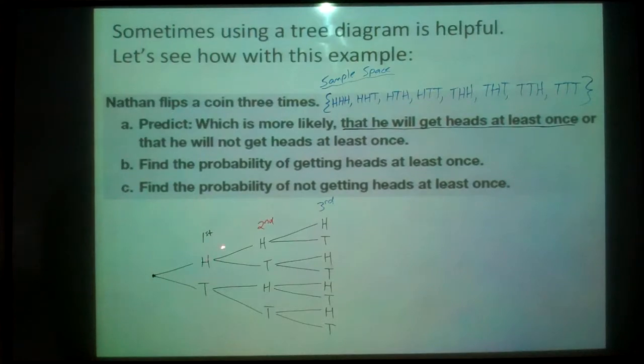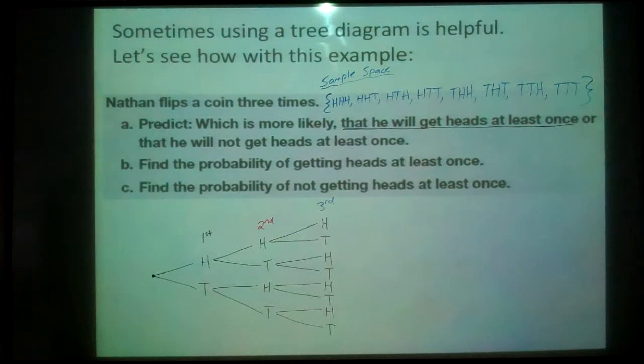So first flip heads, second flip heads, third flip heads, that's this one. First flip heads, second flip heads, third flip tails, HHT. So that's where I'm getting all these. Let's see, tails, tails, tails, that'd be right there, that last one. Tails, heads, heads, right there. So that's how we're getting all those outcomes.